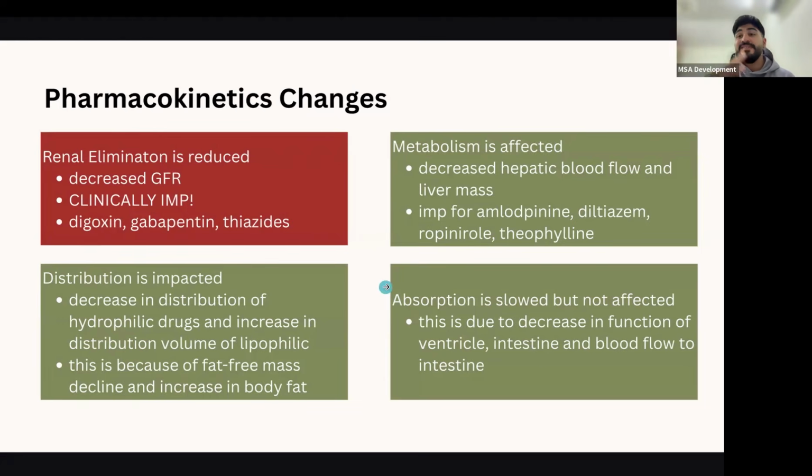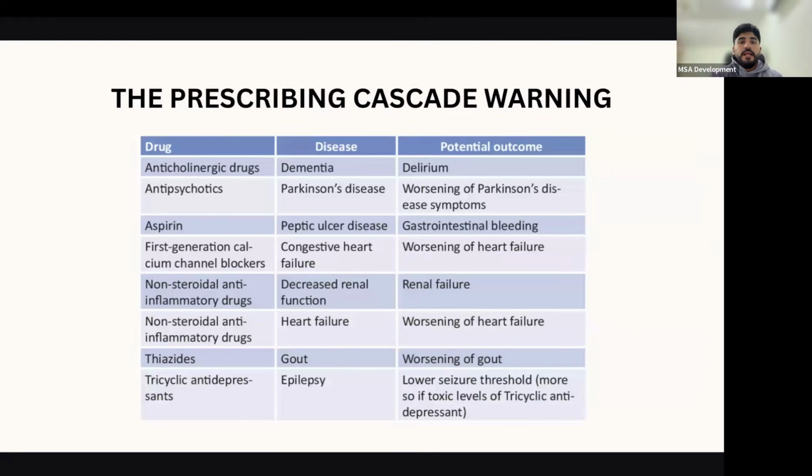Lastly, absorption. Absorption is not affected, however, it's slowed. Why? Because there's a decrease in the function of the stomach, a decrease in the function of the intestines, and less blood flow to the intestines as well. So the absorption is going to be slowed. So we need to be very careful with what medications we give to elderly, because usually elderly are going to have some very common diseases like dementia, Parkinson's, peptic ulcer disease. So we're going to go through these.